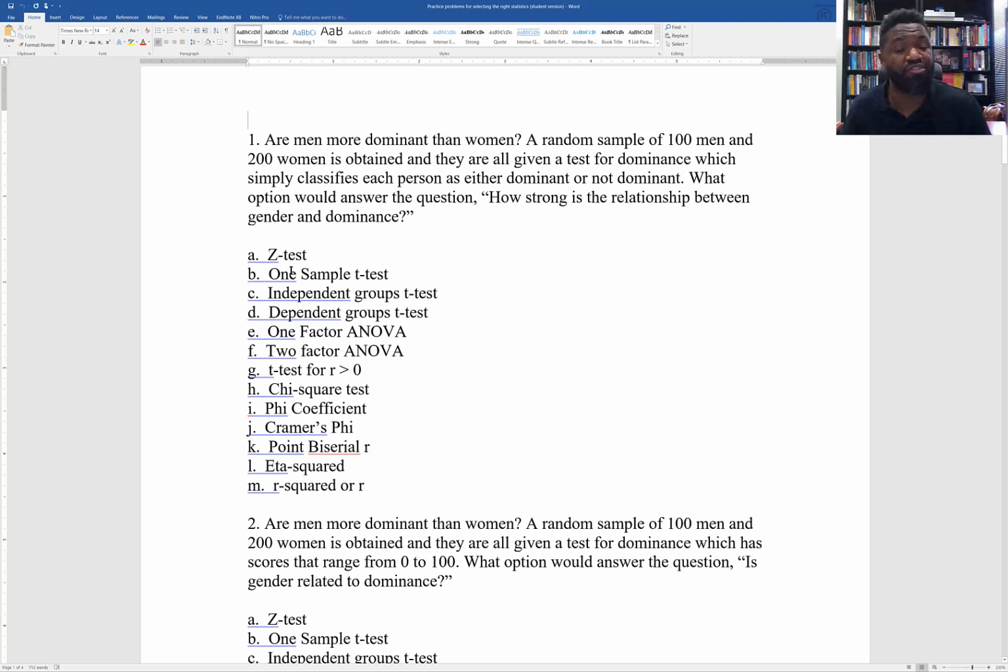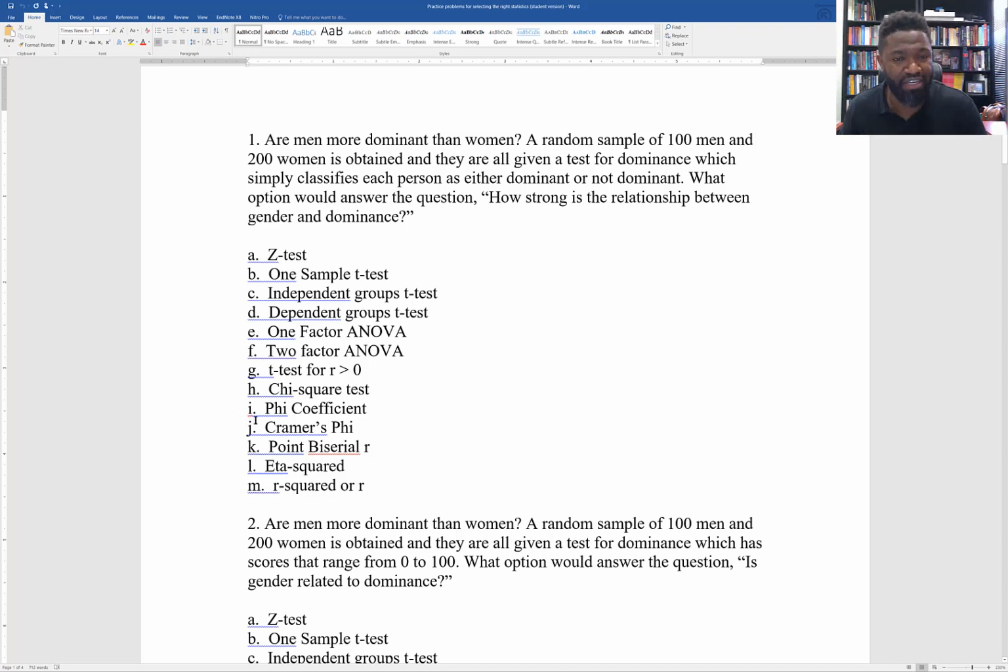So one of the things that you should see here, right, is that these are all the tests that we learned over the course of the semester, okay? And you should notice there's a demarcation point here as well. So again, we learned how to do a z-test, we learned a one-sample t-test, the independent groups t-test, the dependent groups t-test, 1 and 2 factor ANOVA. This is the t-test for whether the correlation coefficient is greater than 0, and the chi-square test. These are all A through H, right? These are all significance tests, okay?